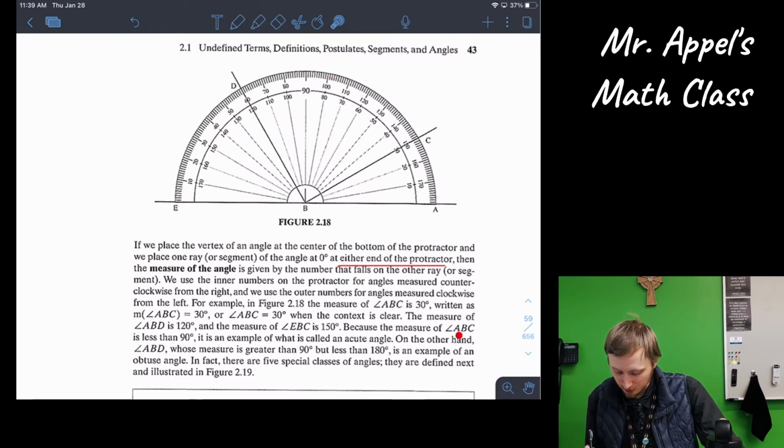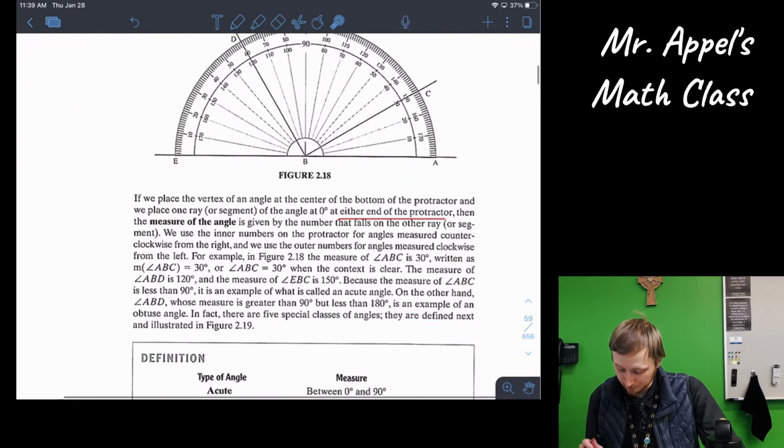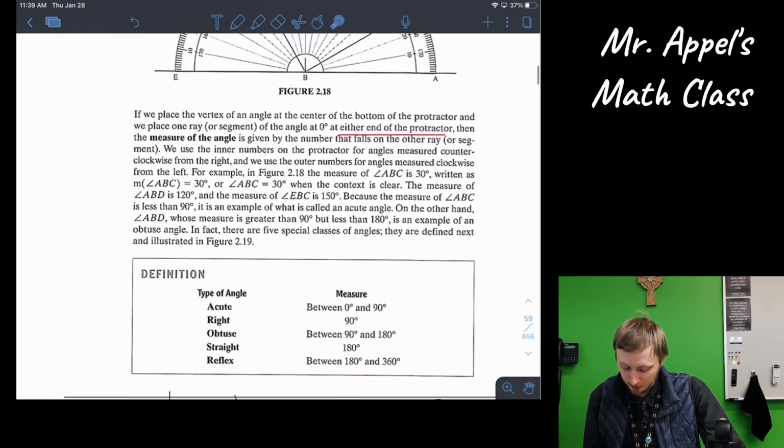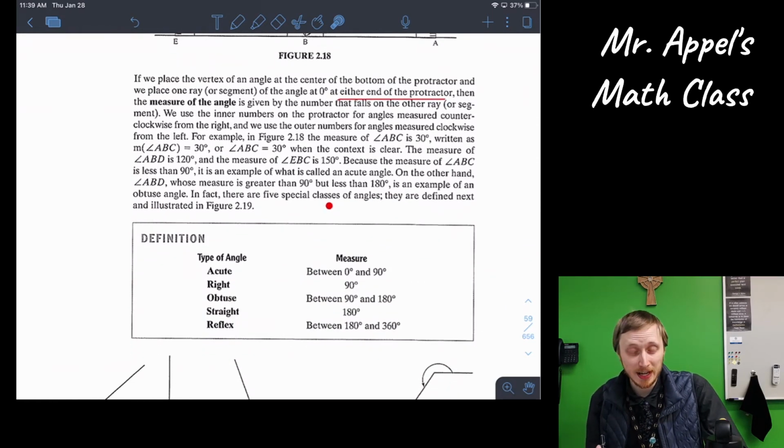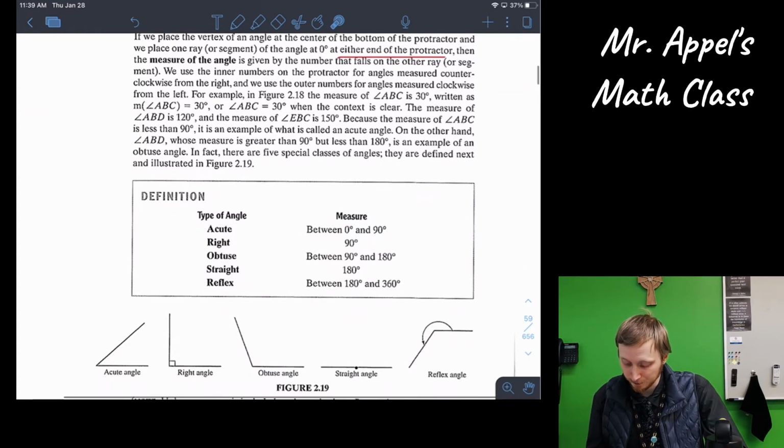Because the measure of angle ABC is less than 90, it is an example of what is called an acute angle. On the other hand, angle ABD, whose measure is greater than 90 but less than 180, is an example of an obtuse angle. In fact, there are 5 special classes of angles. They are defined next and illustrated in figure 219.